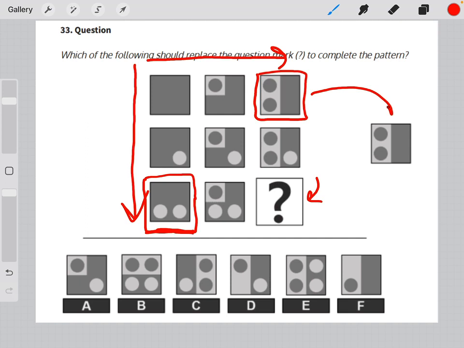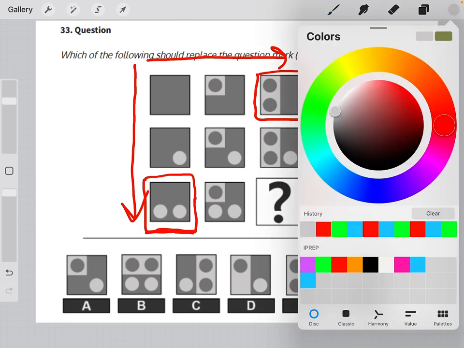So what I've done is I've taken element 3 and brought it out over here, and I'm going to add the two elements from element 7, these two gray dots, and you can see here that gives us our correct answer, choice D.